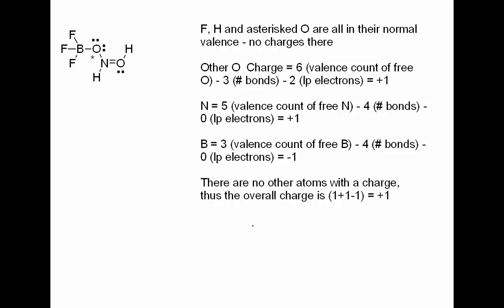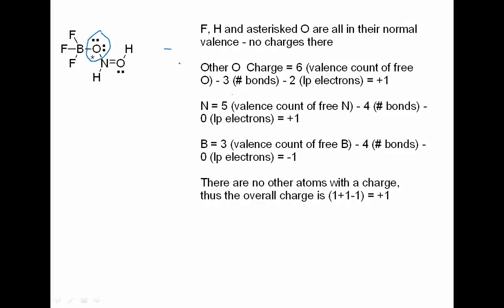Okay, so as we do this, we want to find out what atoms we need to actually do a formal charge calculation on, and you'll find that you don't need to do them on fluorine, and you don't need to do it on this oxygen right here, which I've asterisked. Okay, but the boron, the nitrogen, and the other oxygen are all not in their normal valency, so we have to do a formal charge calculation.